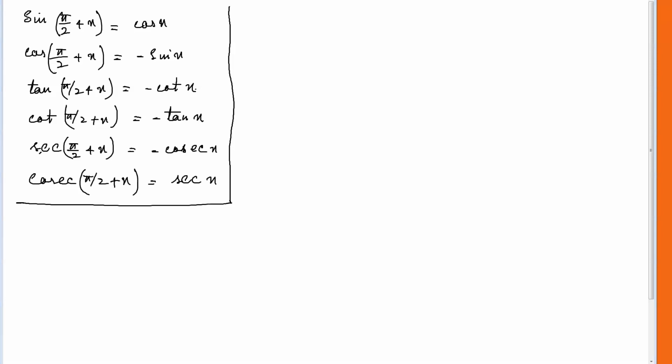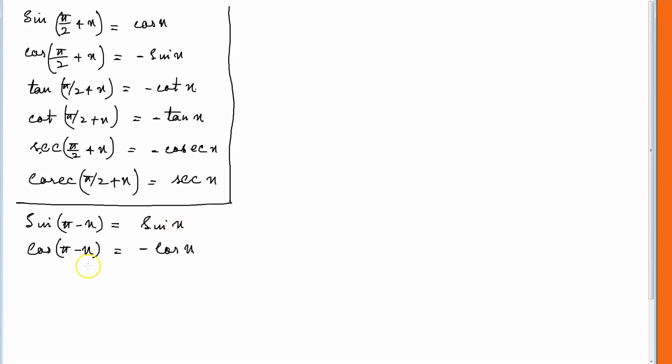Now the second part is about pi minus x. It's about pi, or to be more exact, pi minus x. So we said that basically the sine of pi minus x is equal to sine x. We said that the cos of pi minus x is equal to negative cos x.